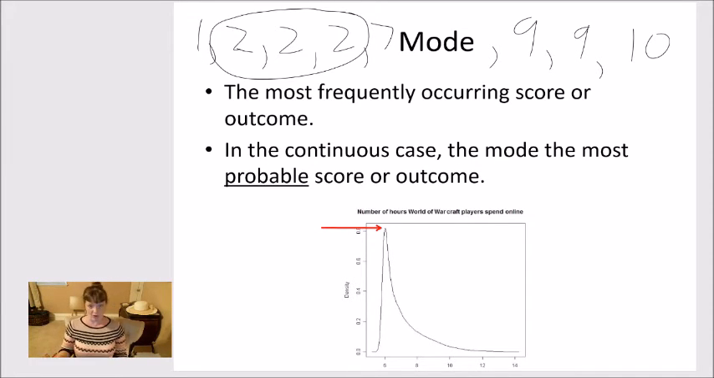That's discrete data, right? Where there's a limited number of possible choices. You're not cutting things in half. Can't cut things in half, right? I don't have 2.5 in here.